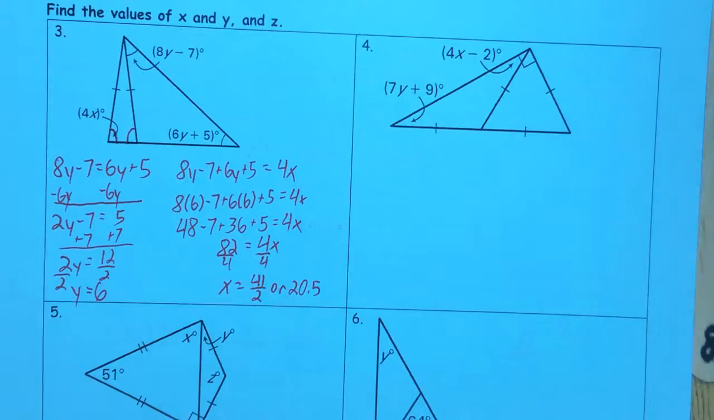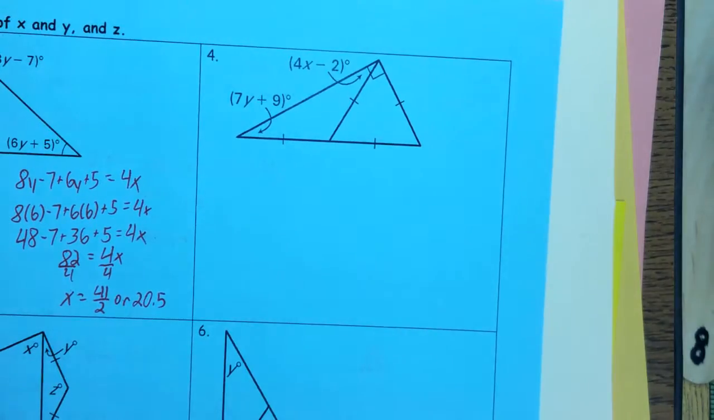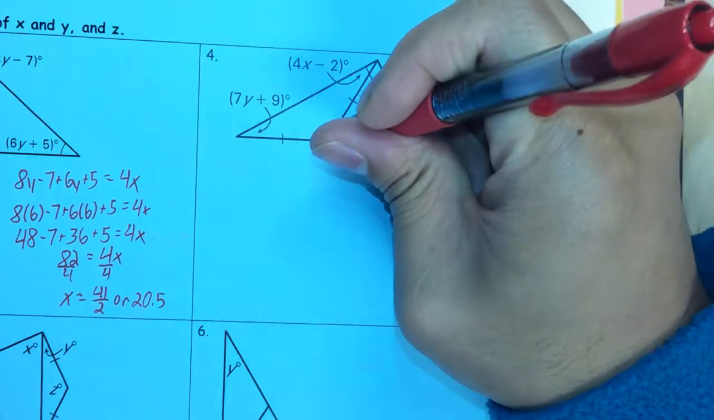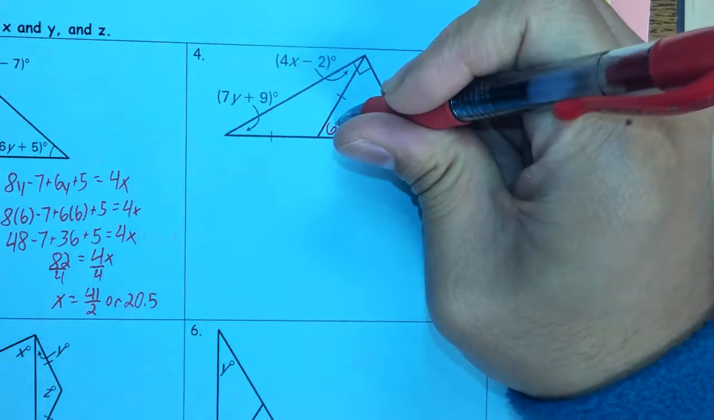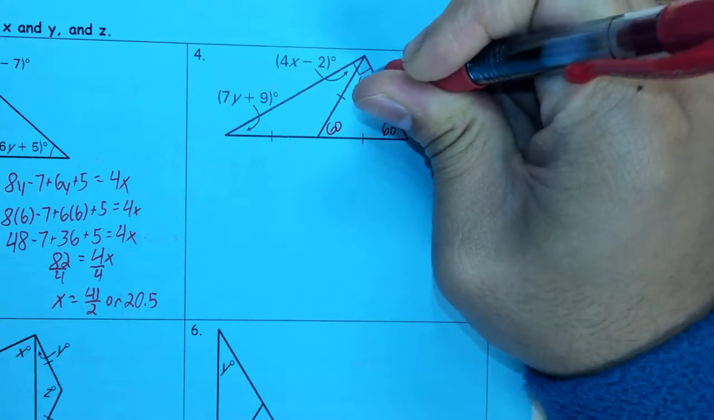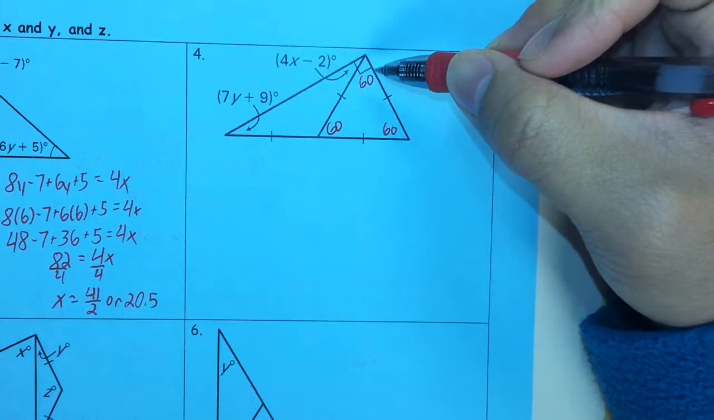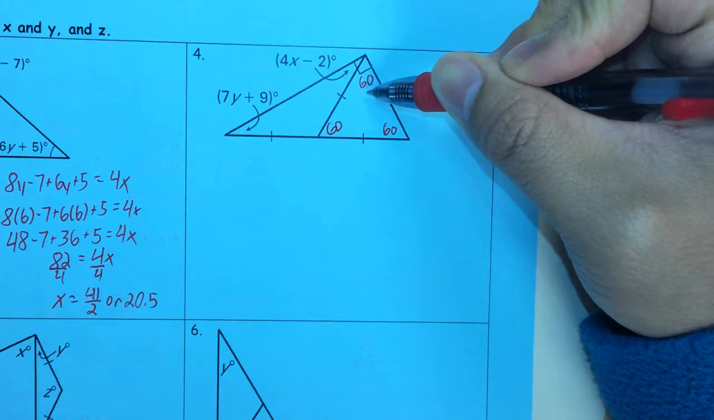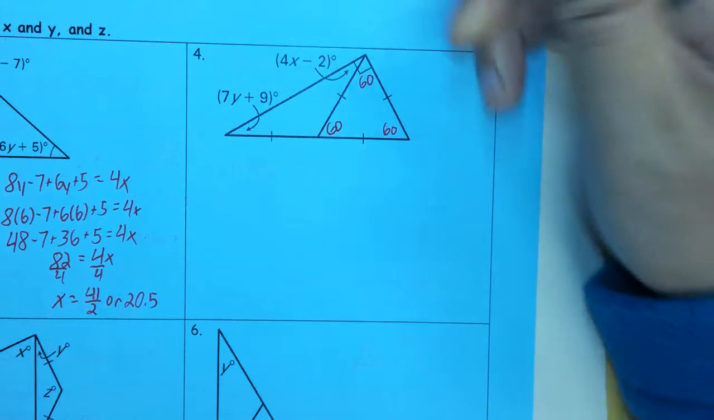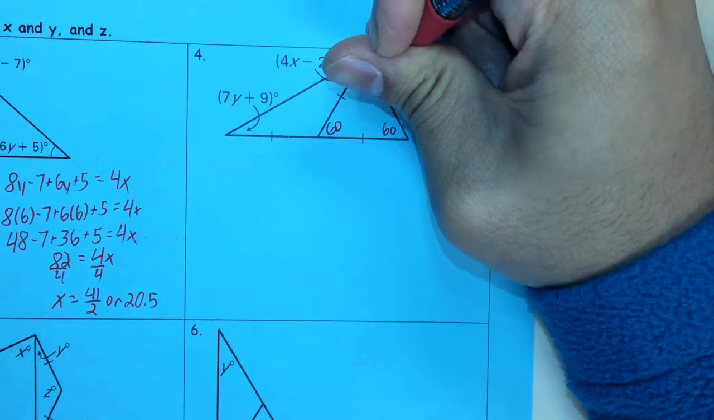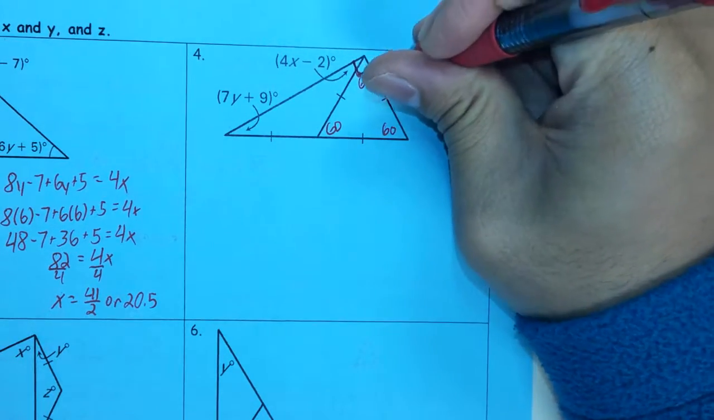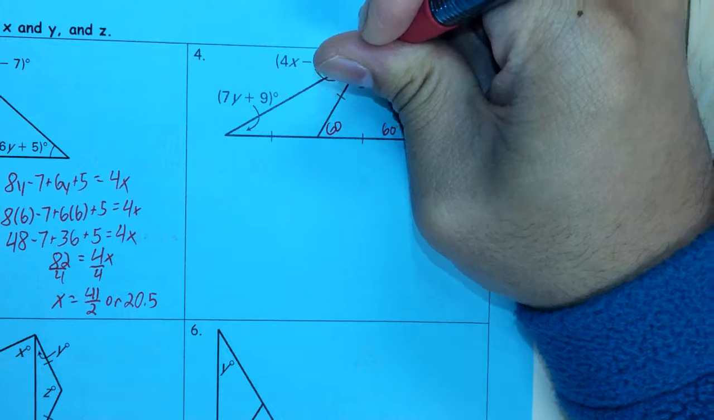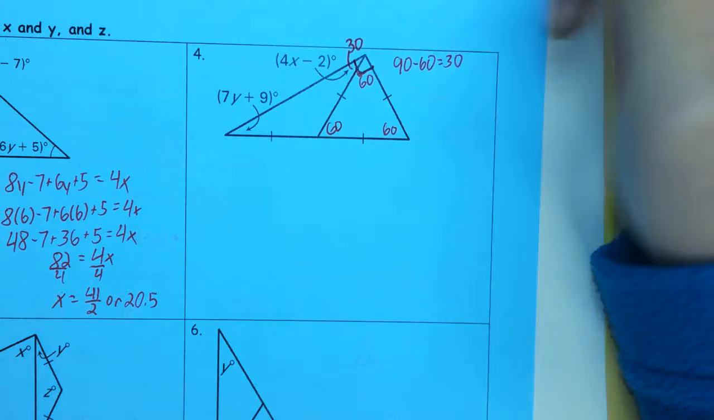Alright, next, number 4. For number 4, the different thing here is we have an equilateral triangle, and as we mentioned earlier, in an equilateral triangle, it's also equiangular, meaning all of the angles are 60 degrees. So this helps us figure something out up here. If this part of the triangle is 60 degrees, and this box tells me right here that it's 90 degrees, we can do 90 minus that 60, which tells me this part of the triangle is 30 degrees.